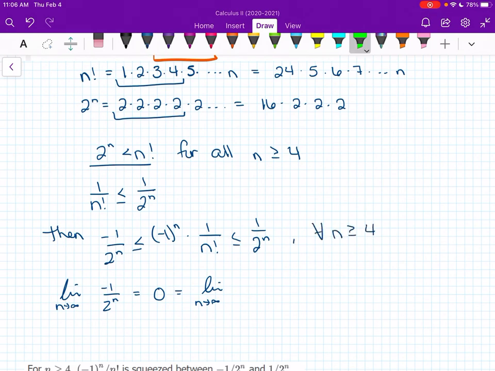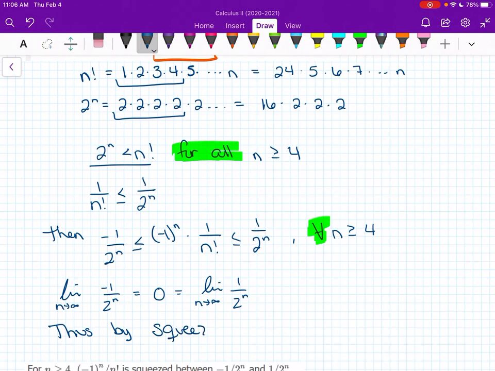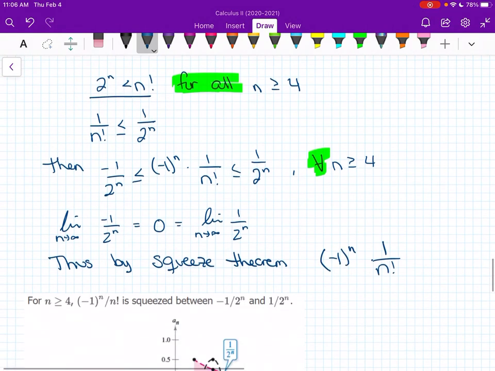If you haven't seen this symbol before, this symbol right here means for all, okay? Okay, so then we have this 1 over 2 to the n. So we know both of these approach 0. Thus, by the squeeze theorem, we know that negative 1 to the n times 1 over n factorial also approaches 0.